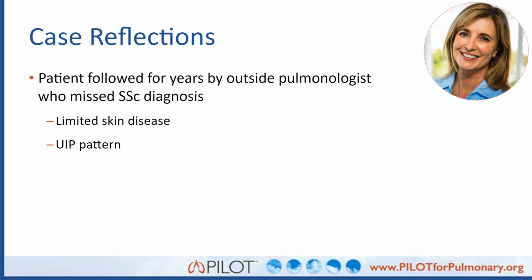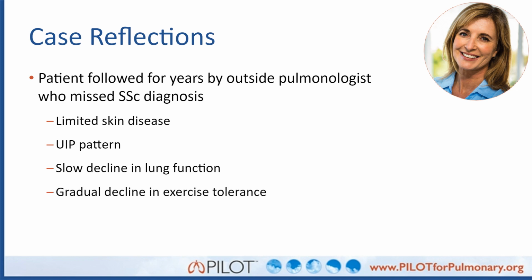In addition, this patient had a slow decline in lung function. And so if you were just looking at her FVC from visit to visit, there really wasn't a significant change. But it's really tracking these changes over time that allows you to see that her DLCO was declining and she was having physiological progression. And then also the exercise tolerance. Her decline in exercise tolerance was gradual. And remember, she started out running marathons.